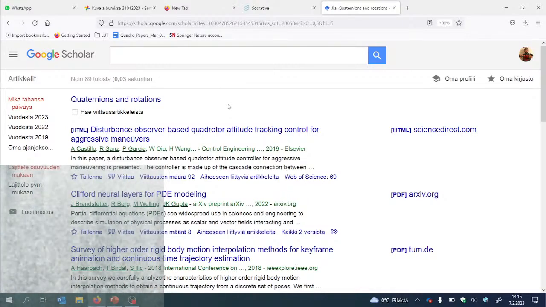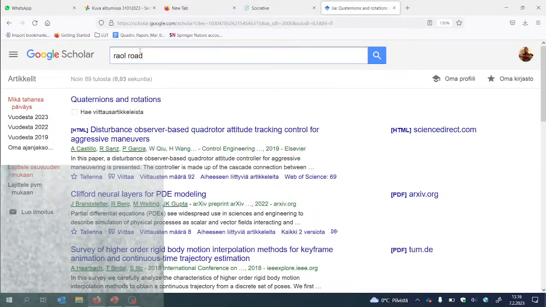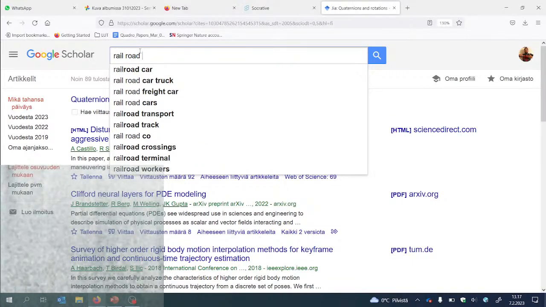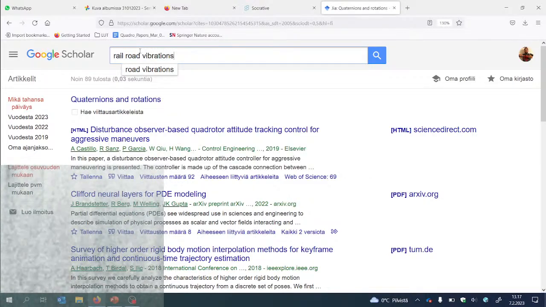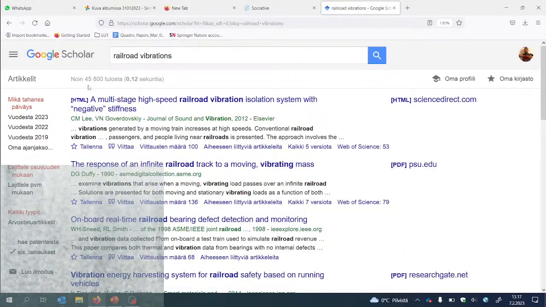How many papers are published on railroad, what could be something, vibration? Railroad vibrations. So I want something like this. So it's 45,000 articles, quite many, about that vibration. Think about it. What could be an even narrower topic than that? If you give me an example, still there is a lot of material. So this is good to keep in mind.